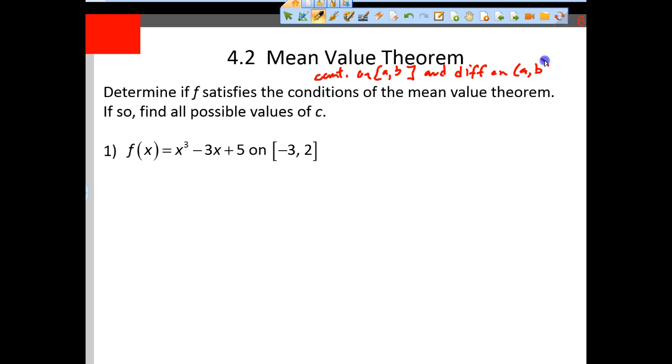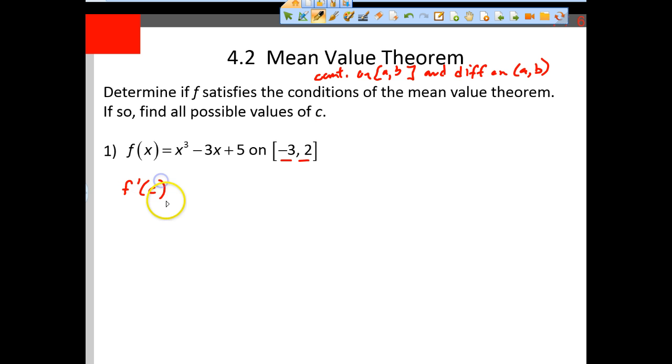b. So what we need to do is determine whether or not our function is continuous on, well, -3 to 2 and differentiable on -3 to 2. First of all, x cubed minus 3x plus 5. This is a cubic polynomial, right? Any polynomial, you should know, is continuous for all real numbers and differentiable for all real numbers. So this is an easy one, of course. It is going to be a function where the mean value theorem is satisfied. So we can move right along to finding the derivative.